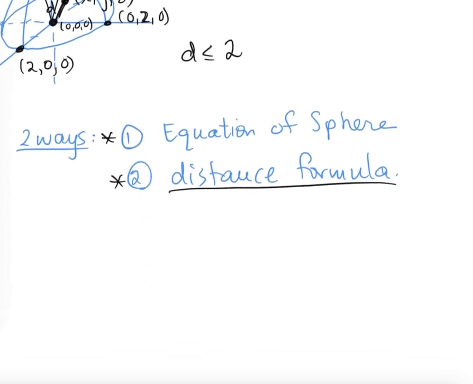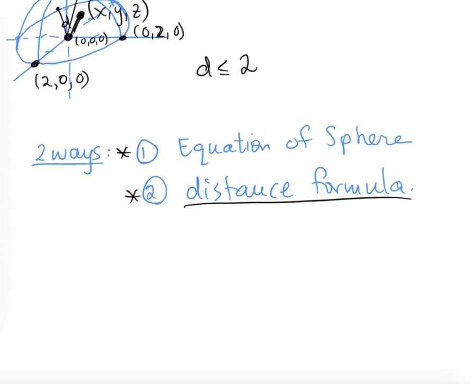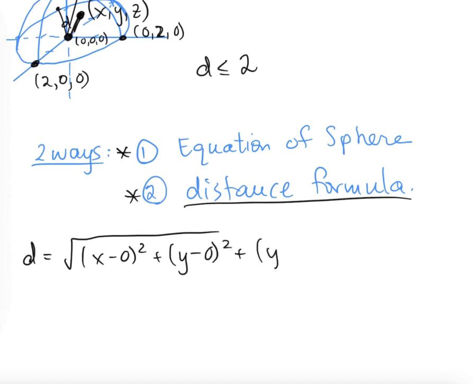So the distance between our x, y, z ordered triple and the center is going to be given by the distance formula, which is again x squared, or x minus 0 squared turns out to be x squared, but let's just write all the steps down.